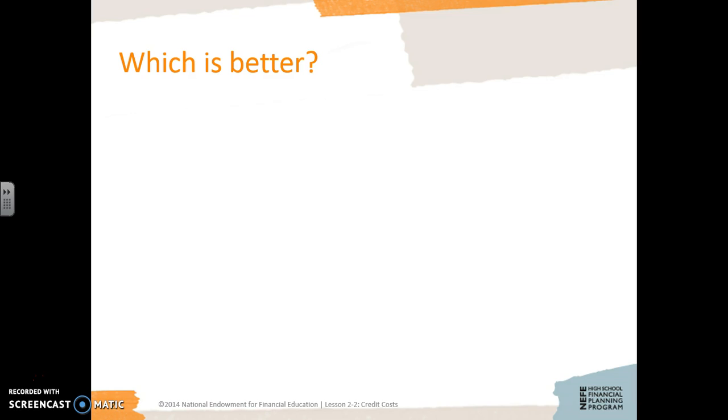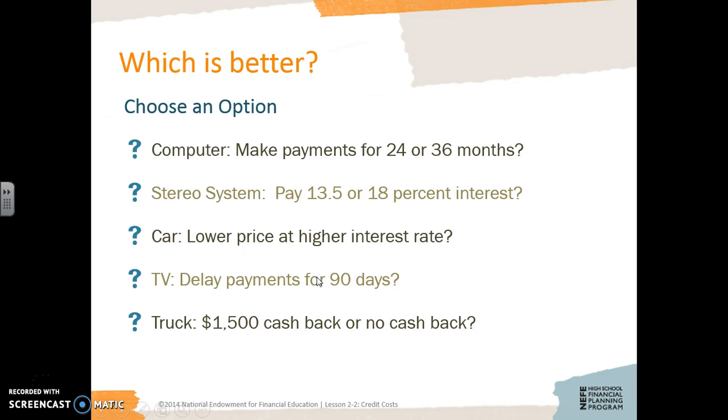Now it's going to be your job to pick an option and see if you can find the better price. So you're just going to choose one of these. We already kind of talked about a computer. So a stereo system, should you pay 13.5 or 18% interest? For a car, should you buy the lower price at a higher interest rate? A TV, do you delay payments for 90 days?